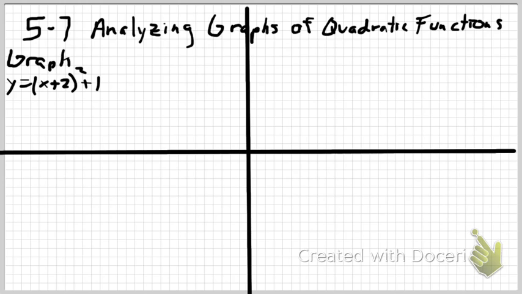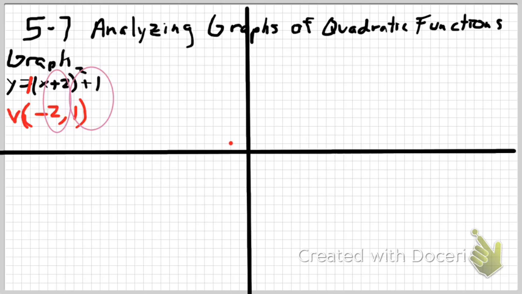The vertex, when it's in vertex form, is (h, k). So that's going to be the opposite of what you see in the parentheses, comma, what you see after the parentheses. Because if you look on the board, it's x minus h, and x plus 2 is x minus negative 2. So it's the opposite of what you see in the parentheses, and then exactly what you see outside the parentheses. That's going to be your vertex in vertex form.